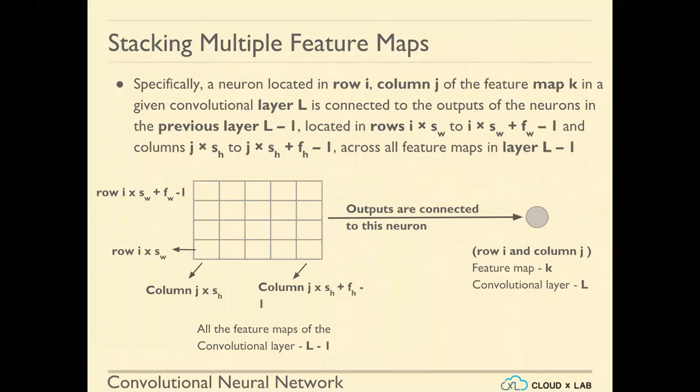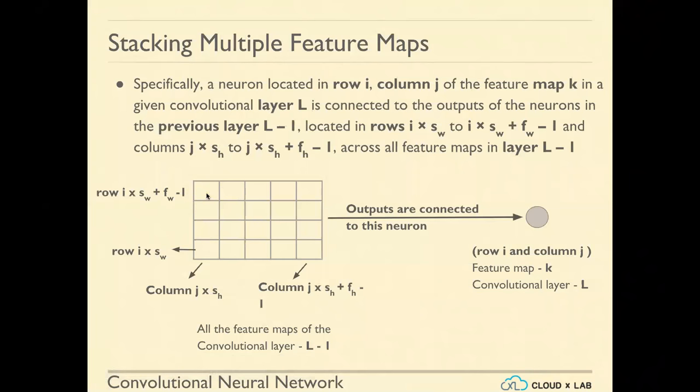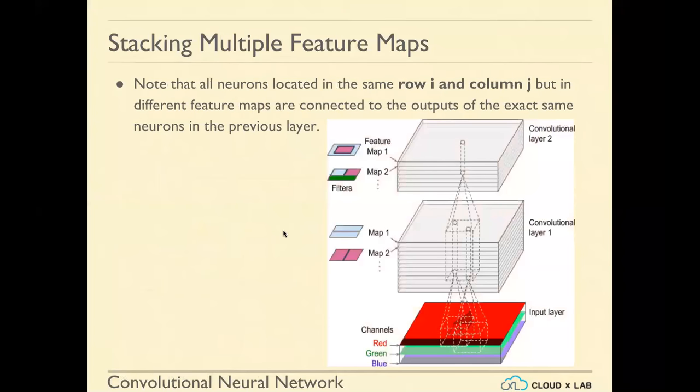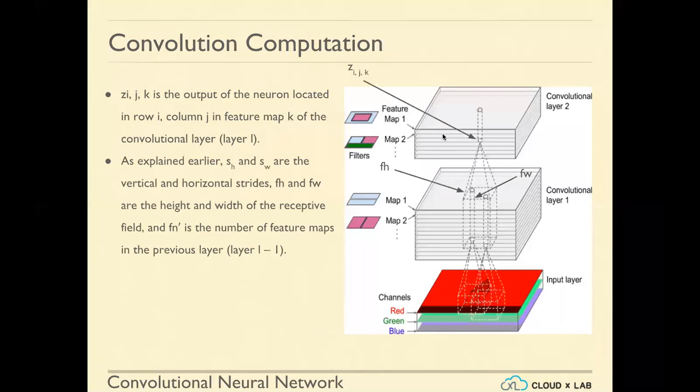So this is what we talked about, that to generate a neuron in the next layer at row i, column j, for the kth feature map, this is how we determine which pixels to use from the previous layer. I think this diagram is more clear. So for, let's say, this pixel z_ijk, the output of the neuron located at i and j, for the feature map k.